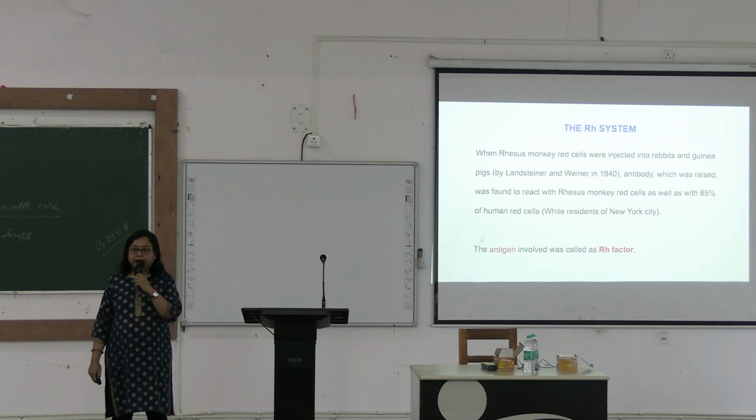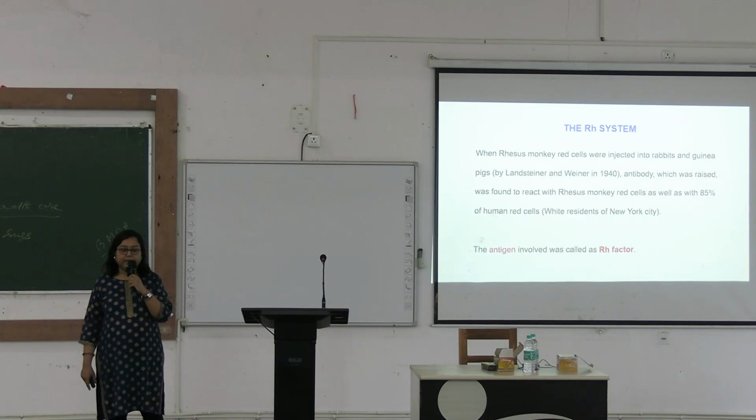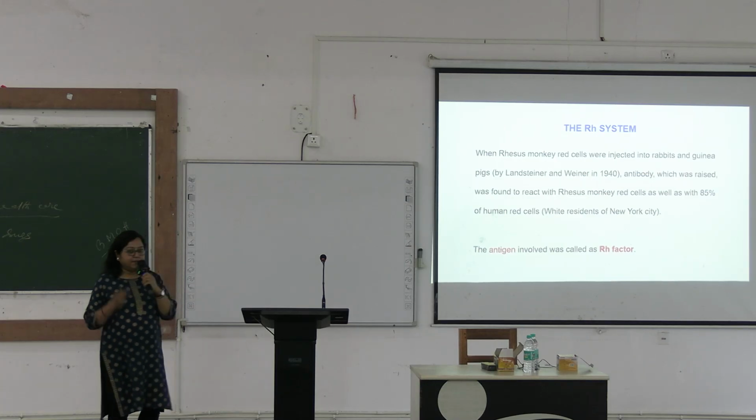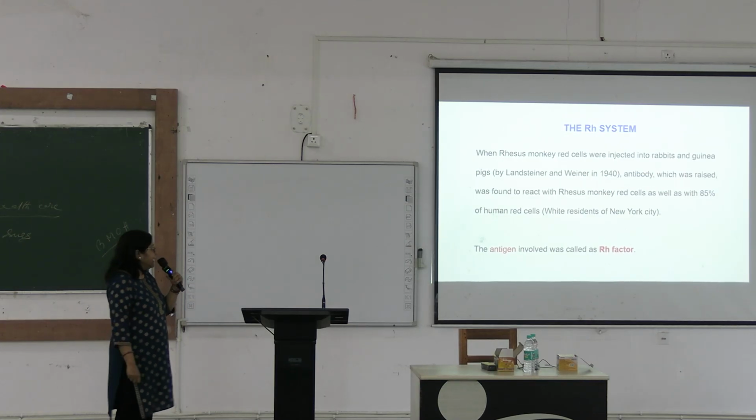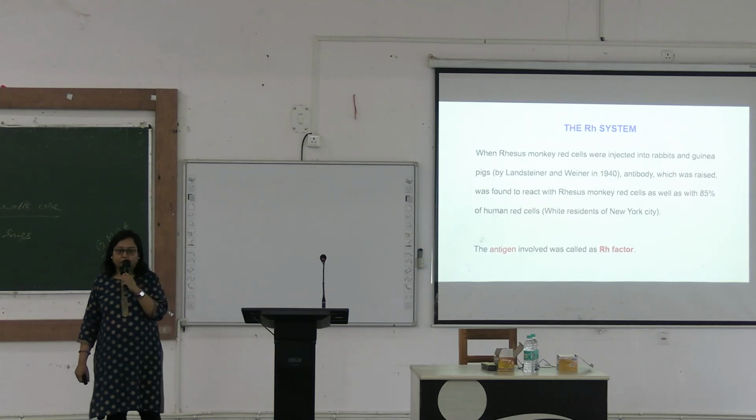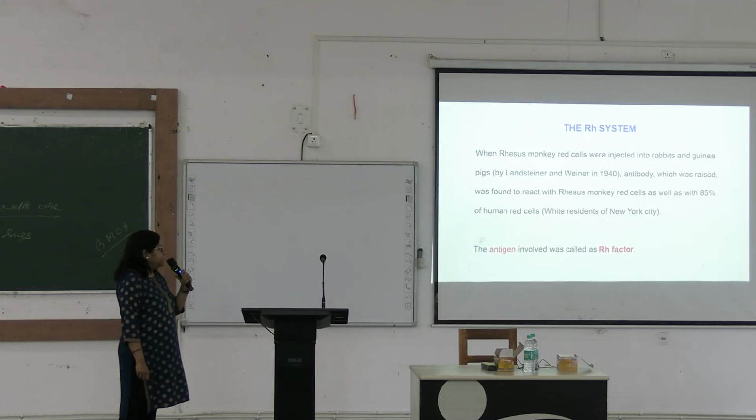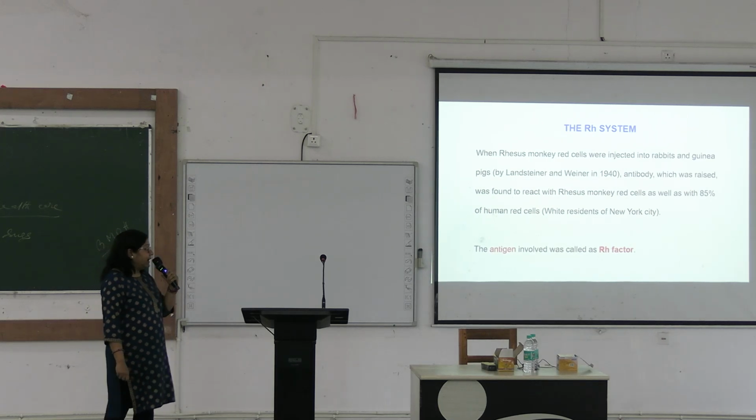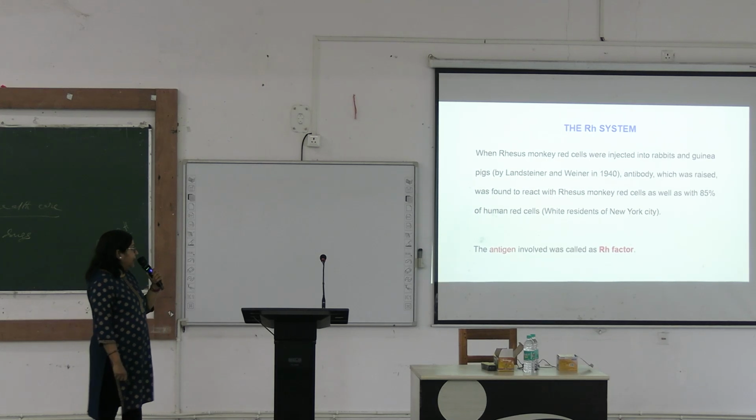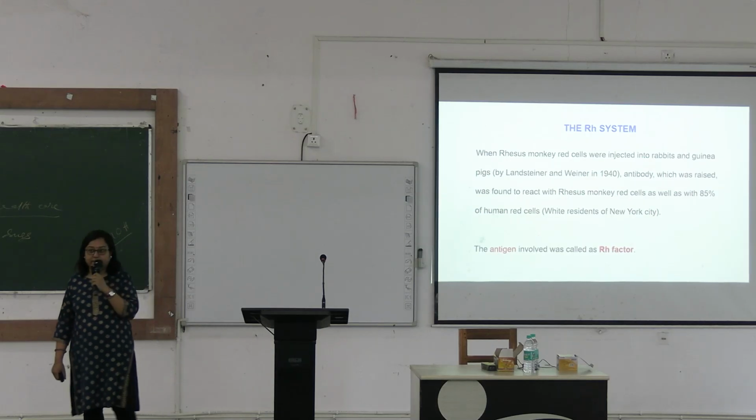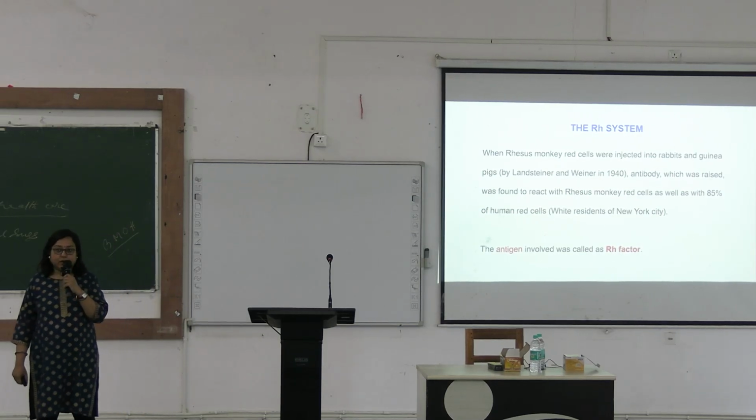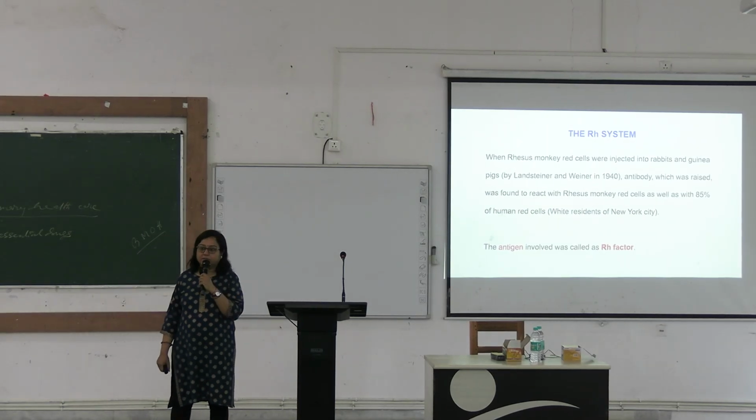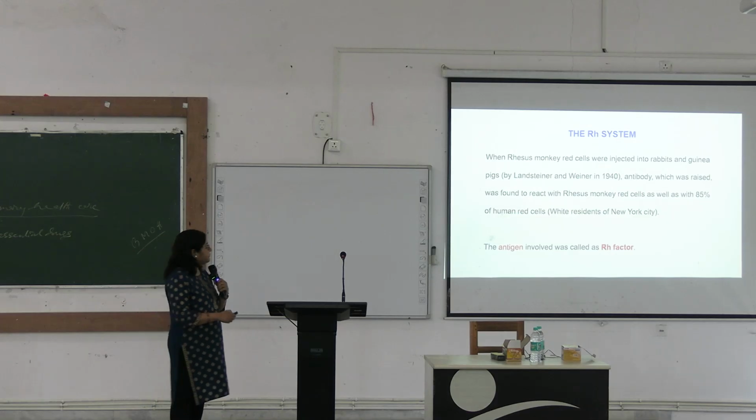You have heard of Rh system. After ABO, Rh is a very common blood group system. When rhesus monkey red cells were injected into rabbits and guinea pigs by Landsteiner and Weiner in 1940, the antibody which was found was found to react with the rhesus monkey RBCs, as with 85% of human residents. At that time, it was tested on residents of New York City. And the antigen which was found, it was called Rh factor.